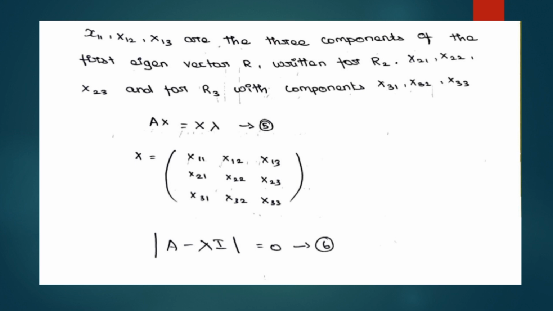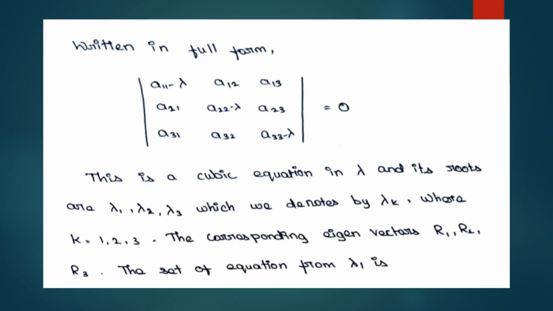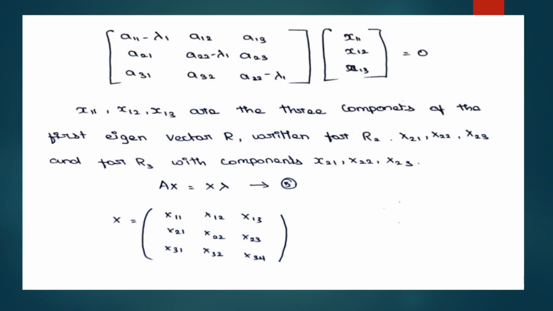Modulus of A - lambda I is equal to 0. This equation is the sixth equation written in full form: the matrix A11 - lambda, A12, A13; A21, A22 - lambda, A23; A31, A32, A33 - lambda is equal to 0. This is a cubic equation in lambda, and its roots are lambda 1, lambda 2, lambda 3, which are denoted by lambda k, where k is equal to 1, 2, 3, with corresponding eigenvectors r1, r2, r3. The set of equations for lambda 1 is the matrix A11 - lambda 1, A12, A13; A21, A22 - lambda 1, A23; A31, A32, A33 - lambda 1, times the matrix x11, x12, x13, equal to 0.